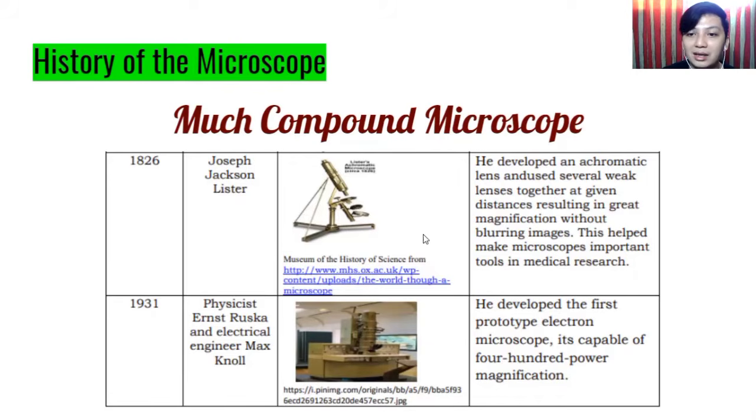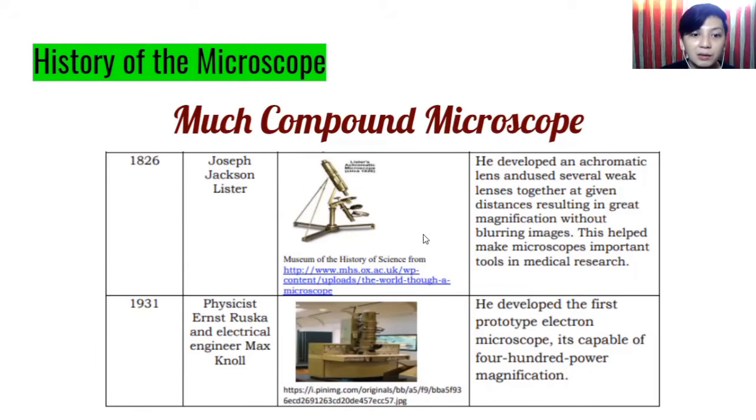This helped make microscopes important tools in medical research. So dito na nagagamit yung microscope when it comes to the medical field. Kasi mas clear na yung nakikita nilang, for example, bacterial infection. So they can able to identify kung anong bacteria yung naka-infect dun sa tao.